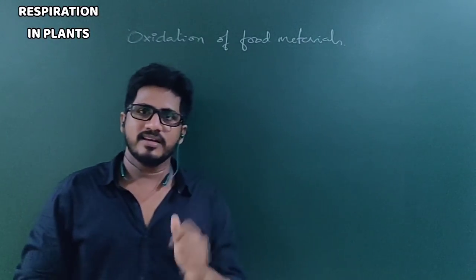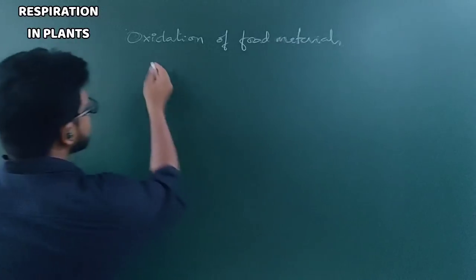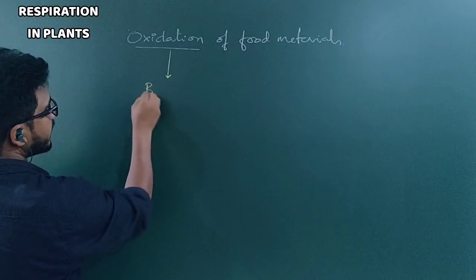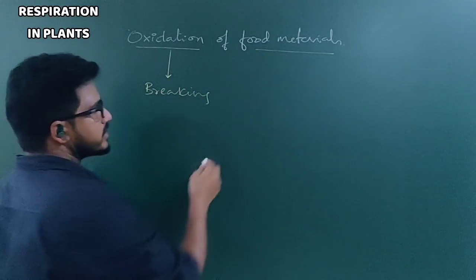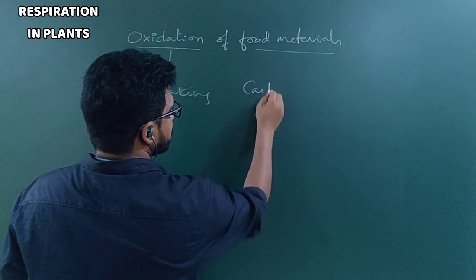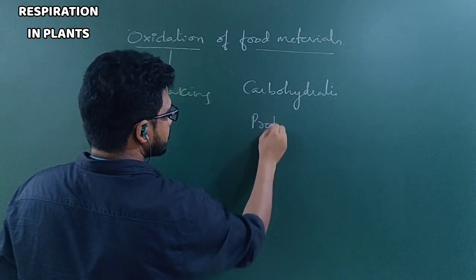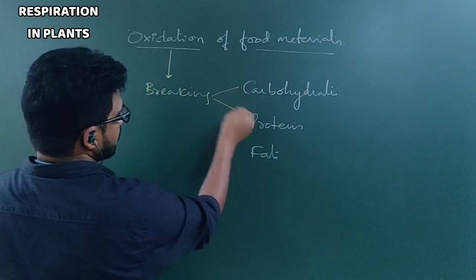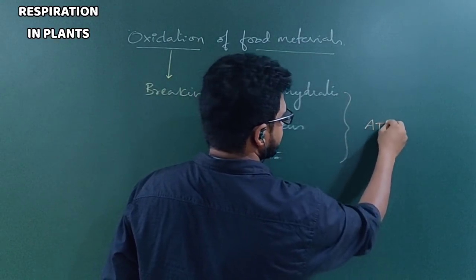So, change your opinion about the definition of respiration. Don't think that respiration means intake of oxygen and output of carbon dioxide. Respiration means oxidation of food material. What is oxidation? Here oxidation means breaking. What types of food materials are going to be broken, and then what is the yield? Food materials like carbohydrates, proteins and fats. These three undergo the process of oxidation and the output is ATP.